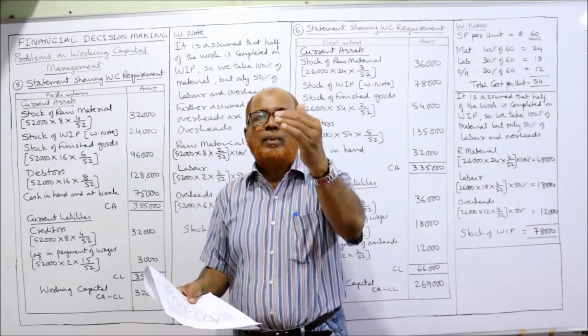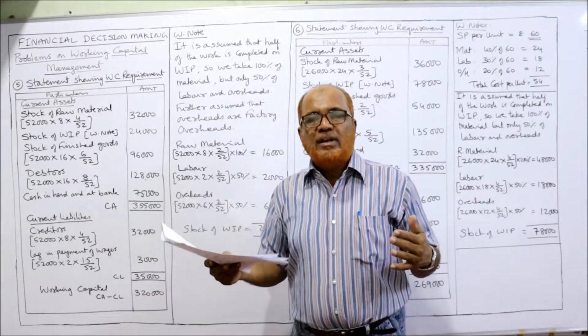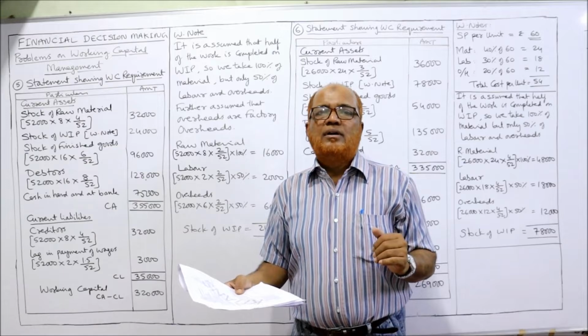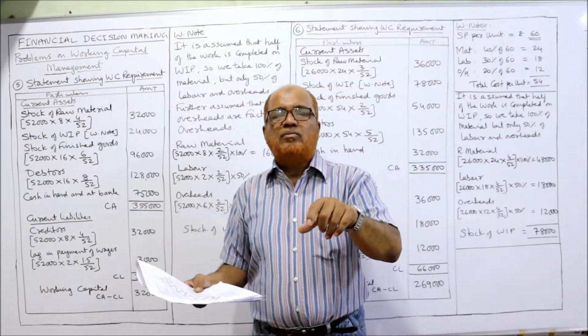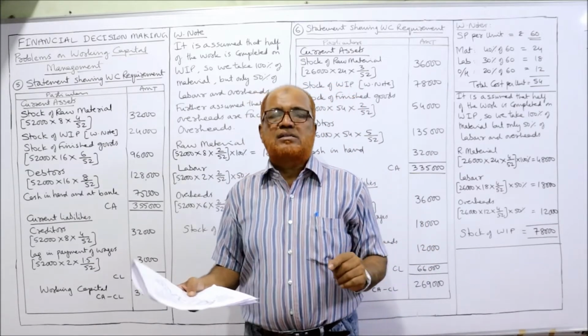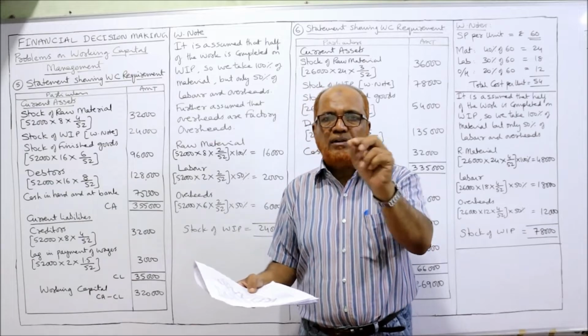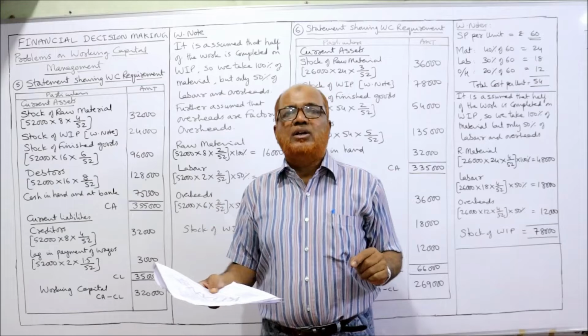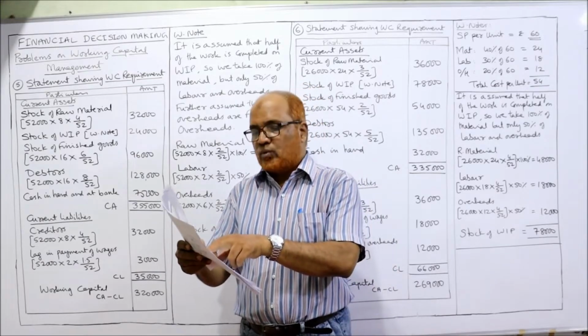So we assume year consists of 52 weeks, but here the stock of raw material is for 4 weeks. So we divide 4 by 52. If it is given in months, we would have divided by 12. So sometimes the problem will give in months, sometimes in weeks. When it is given in months, divide by 12. When it is given in weeks, divide by 52. So here we'll take 4 by 52.